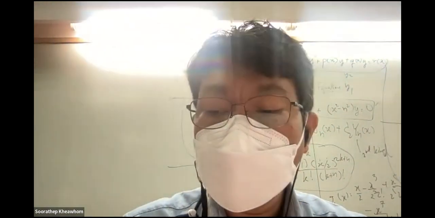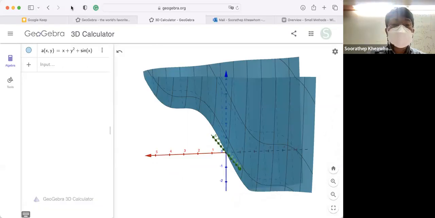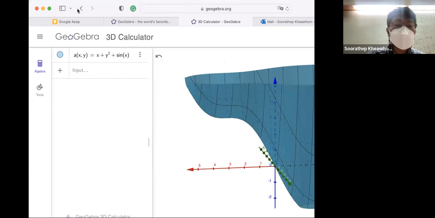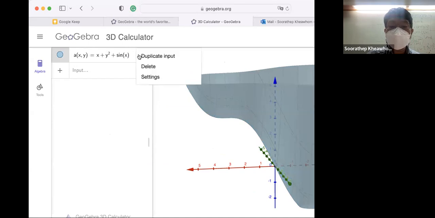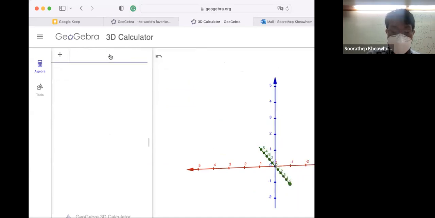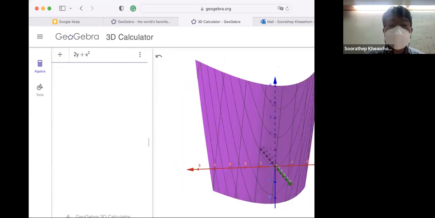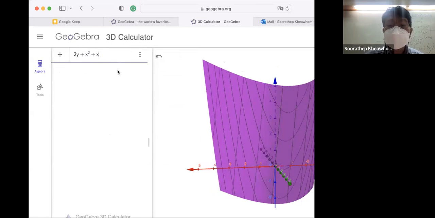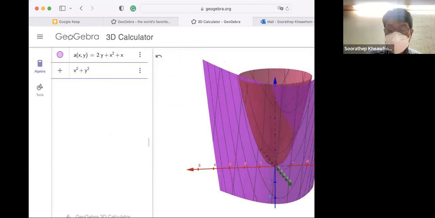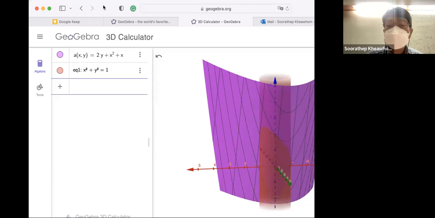So we have the function 2y plus x squared plus x, and we have x squared plus y squared equal 1. Okay, this one.